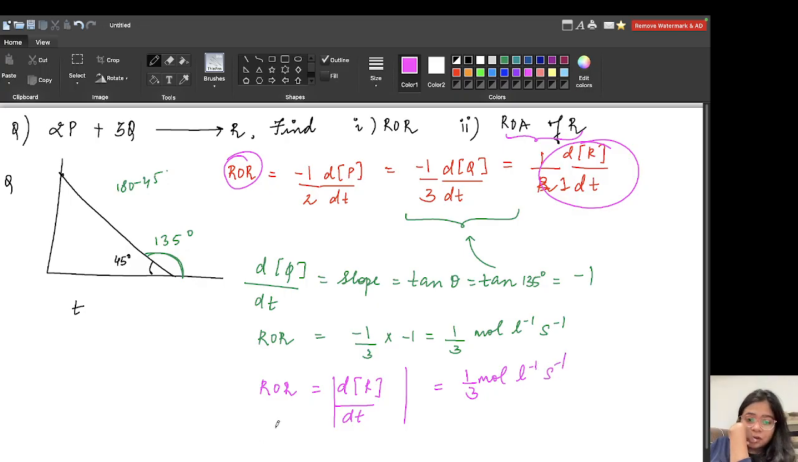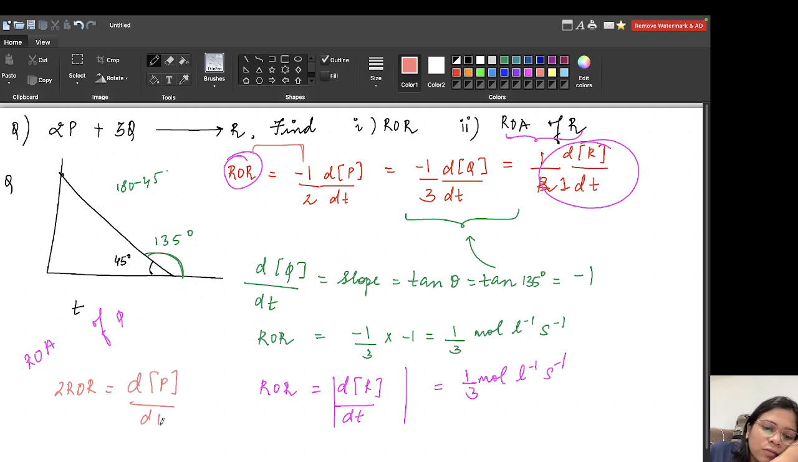How do you find the rate of appearance of P? Just an additional question. Rate of appearance of P. Equate these both things. So 2 times the rate of reaction will be equal to dP/dt, which is equal to 2/3 moles per liter per second. This will be your rate of appearance.